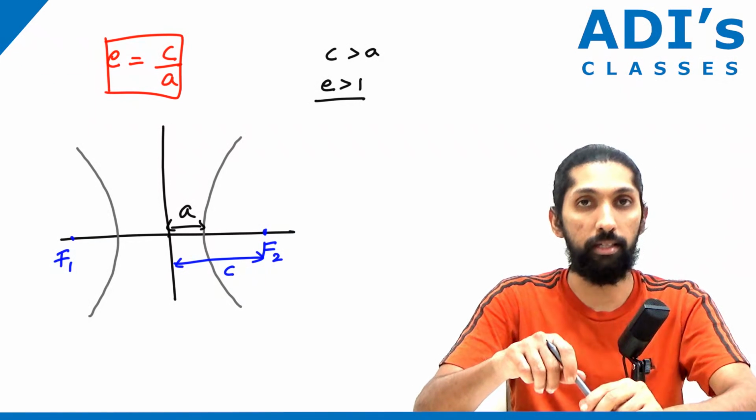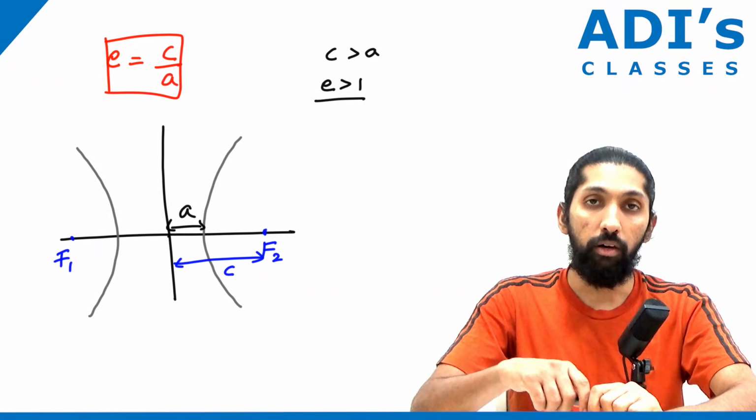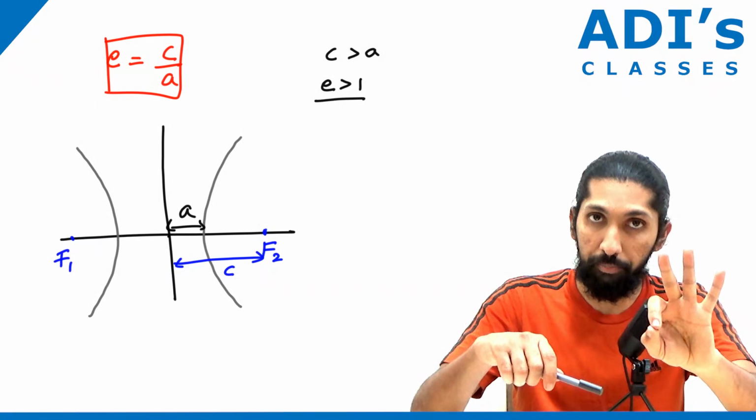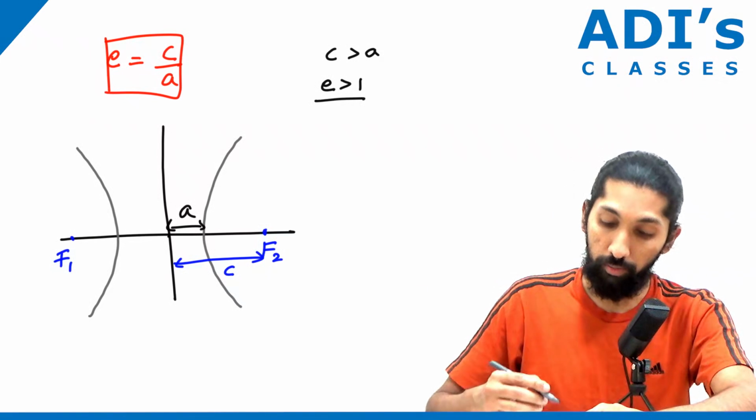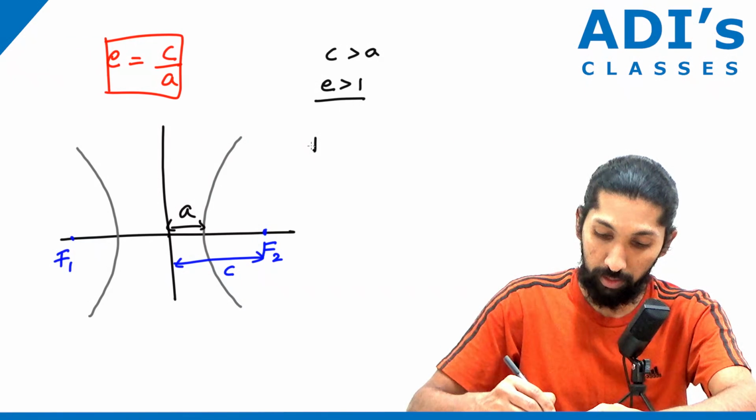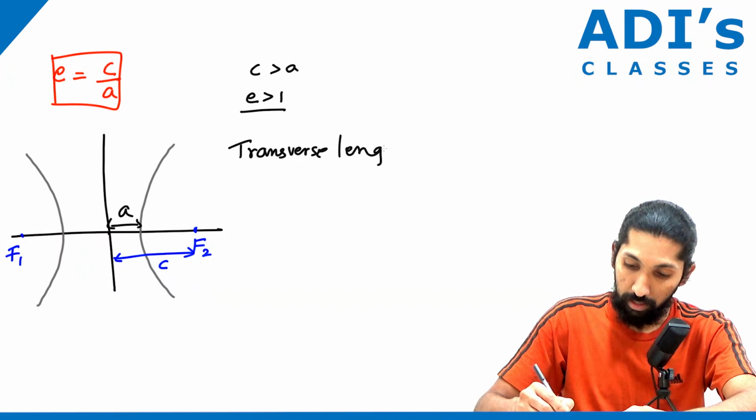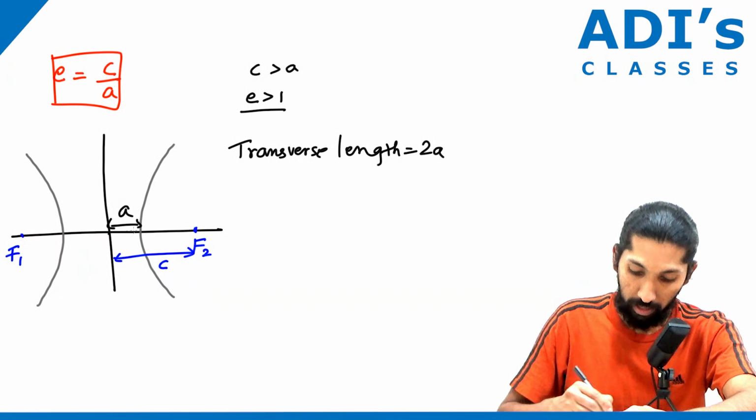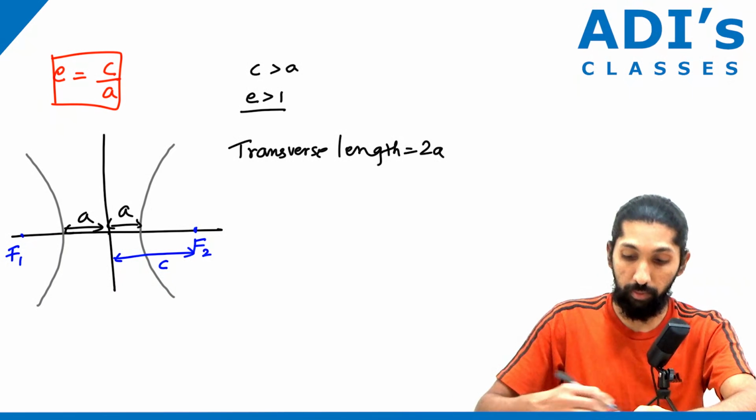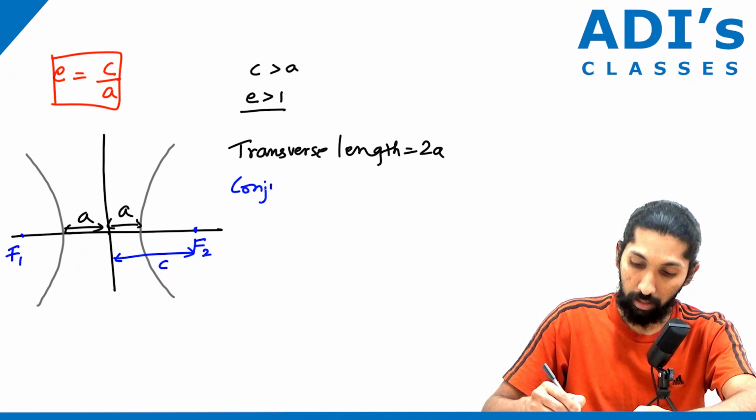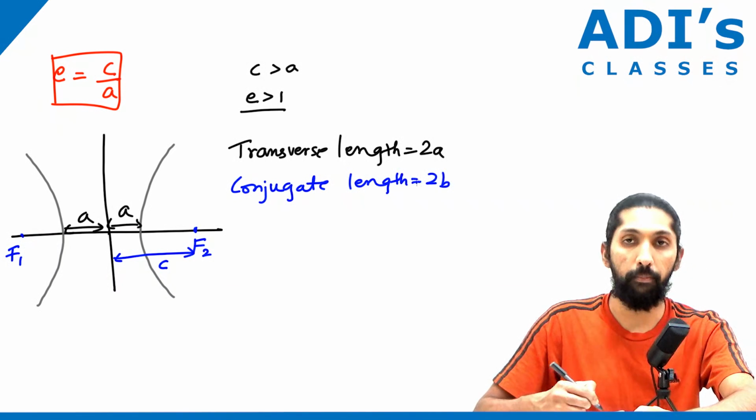Now that you know what eccentricity is, and that eccentricity is more than 1 for a hyperbola, we have a, b and c. There are three parameters, correct? A is what we call the transverse length. So when we write it down, the transverse length is 2a, because one side is a, and the other side will also be a. Then the next one is the conjugate length, which is going to be 2b.